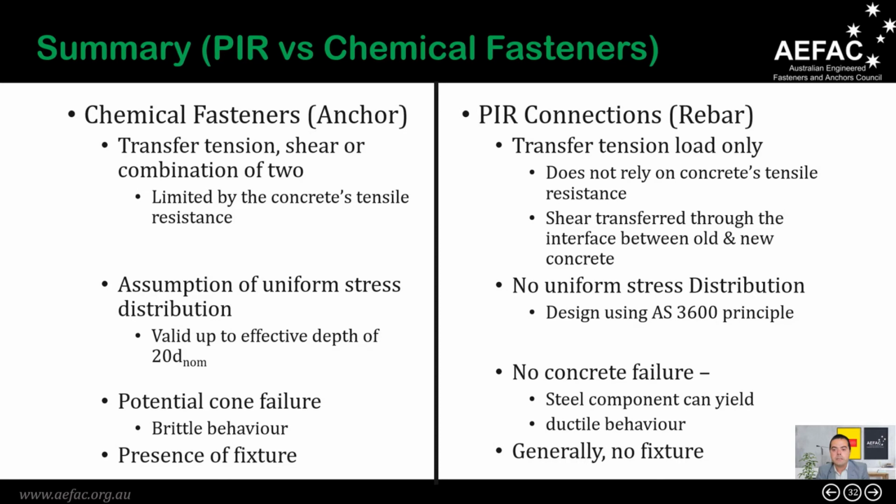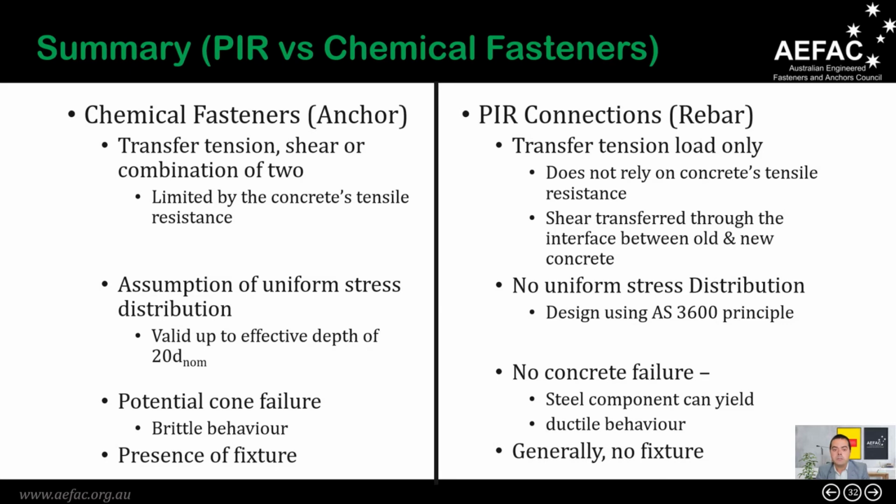The second difference is on the assumption. The anchor theory assumes the uniform stress distribution model, as I mentioned before, to calculate pull-out resistance. Whereas the rebar application uses AS 3600 principles and assumes a non-uniform distribution of shear, that is, the bond stress.